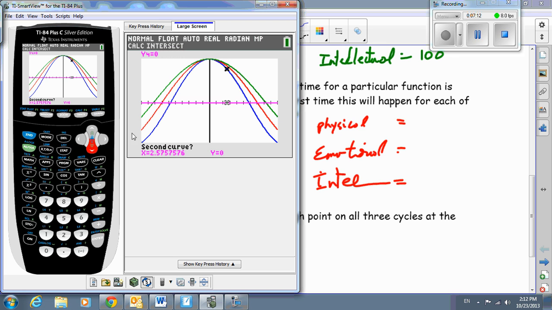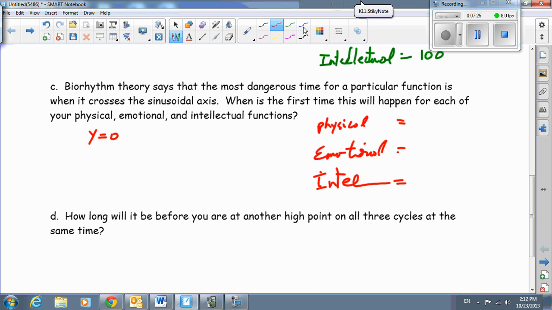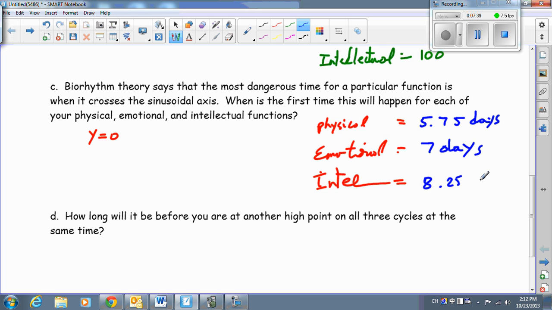I'll press enter, and it's trying to skip to the next graph, and that's not what I want. I want it to get on my pink line, which is my x-axis, and I press enter, and my answer seems to be at 5.75. So physical is at 5.75, and I will keep it color coded. This will be my 5.75, and of course that's in days. If you do the same thing for emotional, you will get 7 days, and for intellectual you should get 8.25 days.